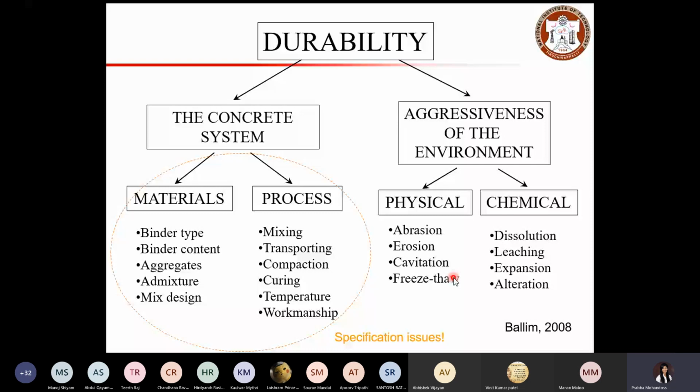So here you can see in the material process you have binder type, and the binder type that you choose plays a role in affecting your durability performance. If you use only cement material, or if you use both cement and supplementary cementitious material, your concrete will behave in a certain way. Why? Because in supplementary cementitious material you have what property? You have pozzolanic property, as well as filler property.